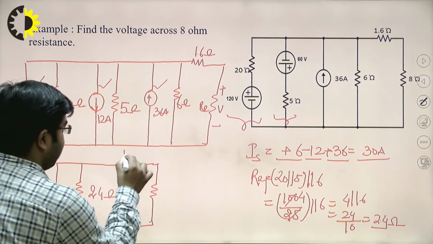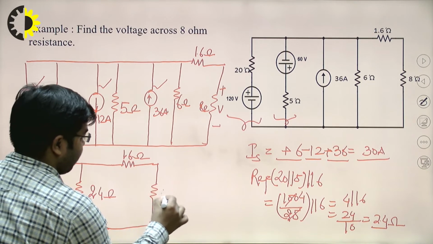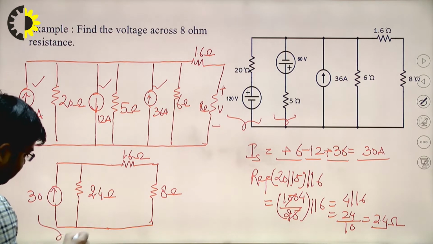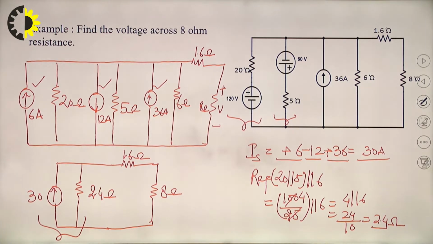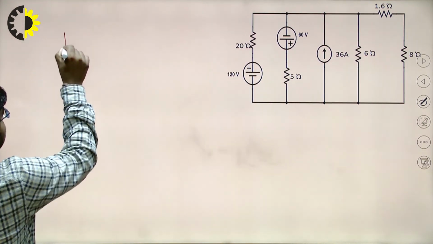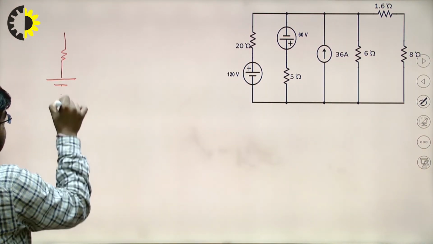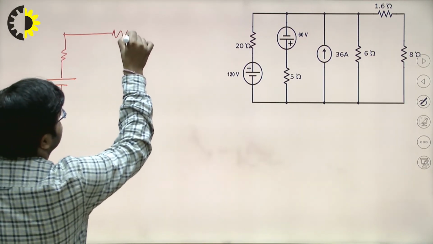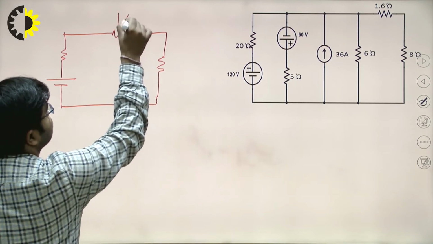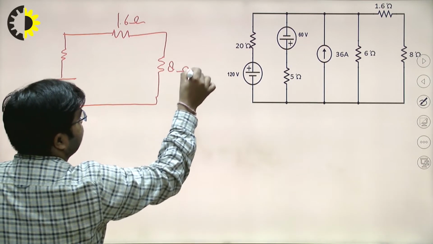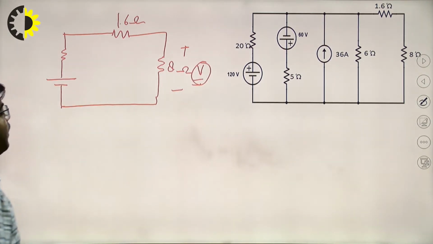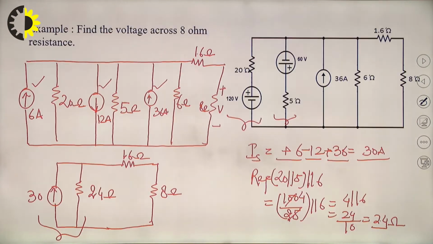Now connect the remaining elements. So this is 1.6 ohm and this is 8 ohm. Now again you can convert this current source into a voltage source. So this will be the resistance and this will be the voltage source, and here this is 1.6 ohm and this is 8 ohm resistance. Here you have to find out this voltage V.